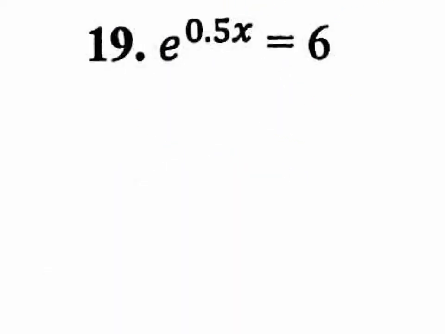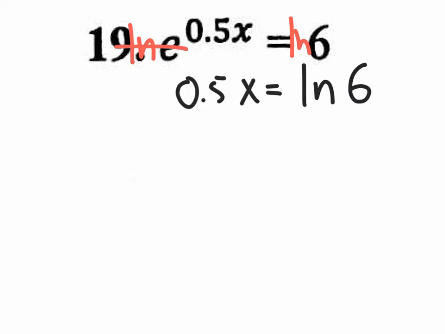So let's jump to number 19. I want to bring down this exponent. I don't want this base e, so I'm going to apply a log base e. What is another phrase for log base e? ln, right? Natural log. So ln on the left side, ln on the right side, ln of e cancels out. You're going to have a new equation: 0.5x equals ln of 6. Now 0.5x is really 1/2 x.